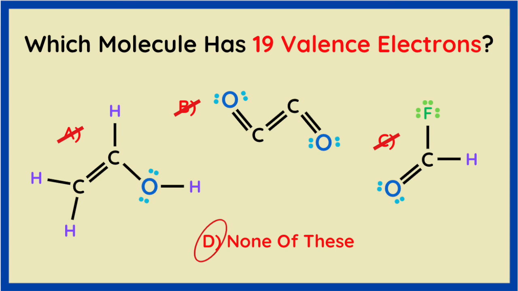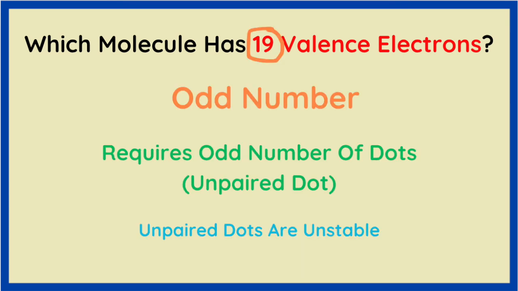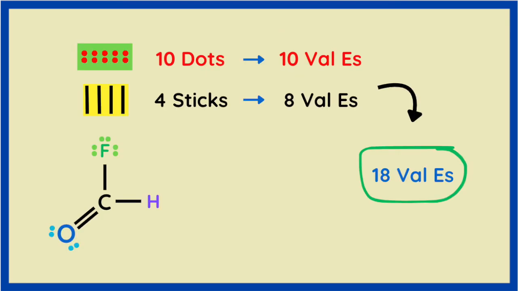None of these molecules have 19 valence electrons, and this actually shouldn't come as a surprise, because an odd number of valence electrons would require an odd number of dots, which means we would have an unpaired electron, and that's very unstable. Here's what I mean by this.